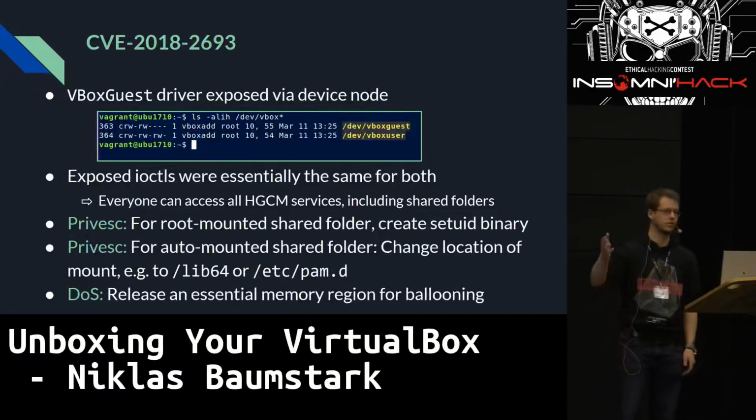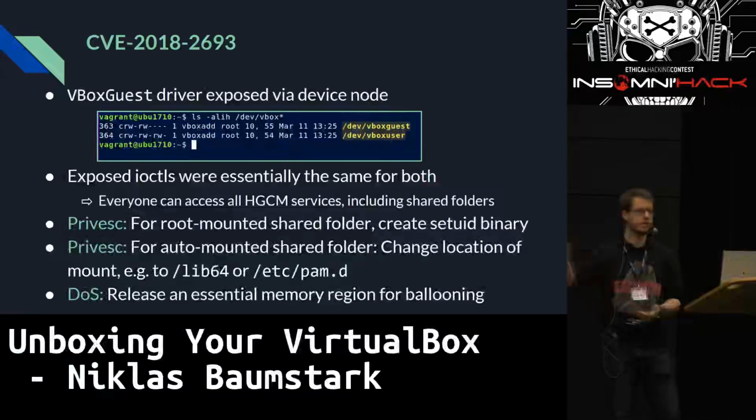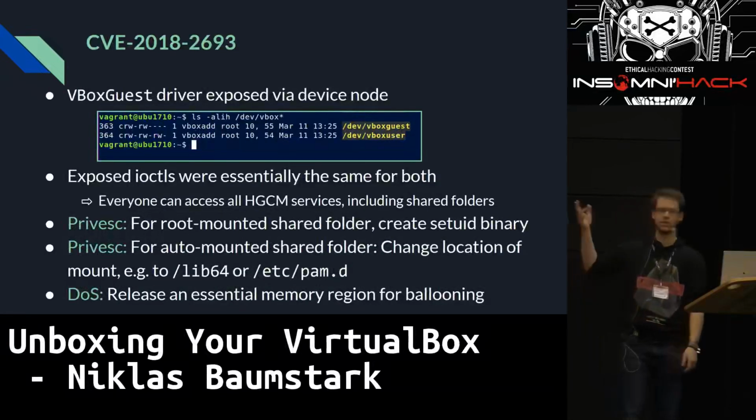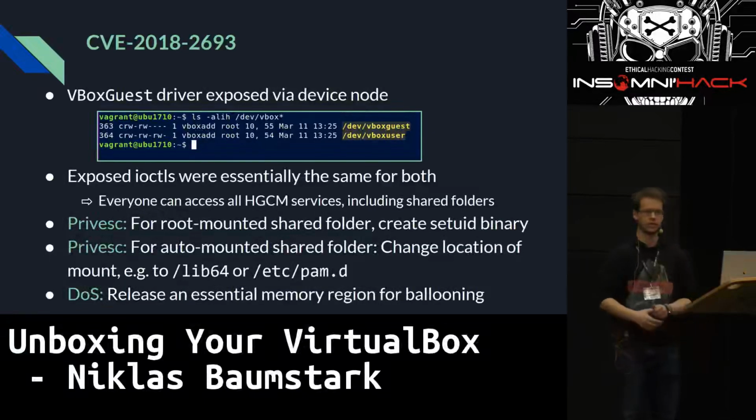So let's say it's mounted as root. What we can do as an unprivileged user is create a shell via an HGCM call in that shared folder. It will then appear in this mount point because it's mounted. So we essentially bypass all of the Linux file system permissions inside the guest. And then we could chmod that and set the setuid flag, and if we run it, we get a root shell.